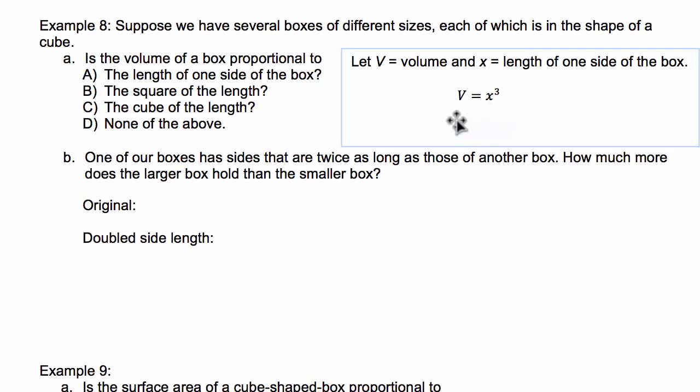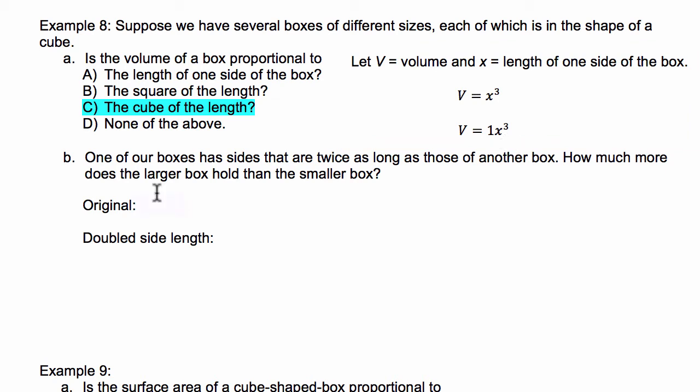To show volume is proportional to another variable, we want to find an equation of the form volume equals constant times another variable. So let's rewrite this. V equals 1 times x cubed. And note that because V and x cubed can change value, they are considered variable quantities. Well, 1 is our constant of proportionality. So, by the definition of proportionality, the volume of a box is proportional to the cube of the length of one side of the box, or x cubed.